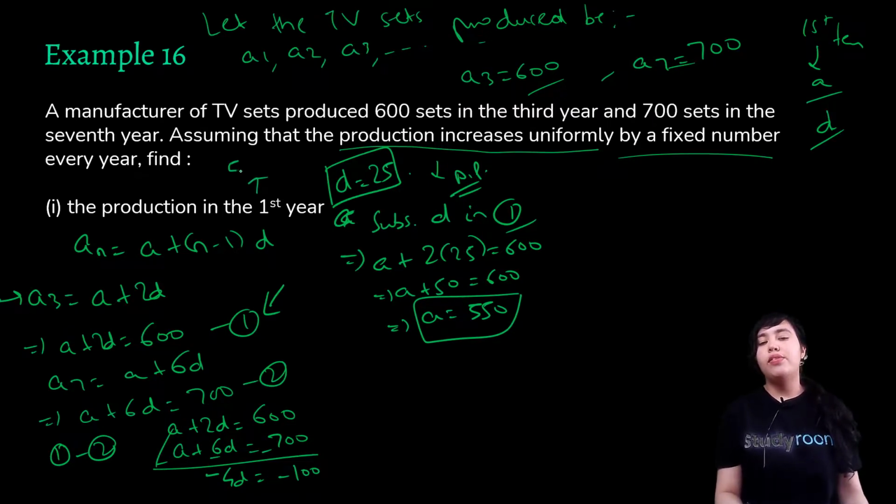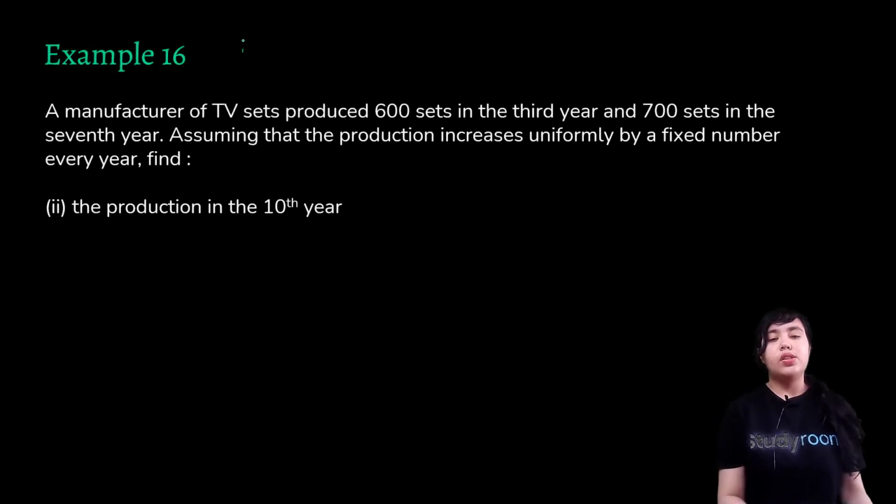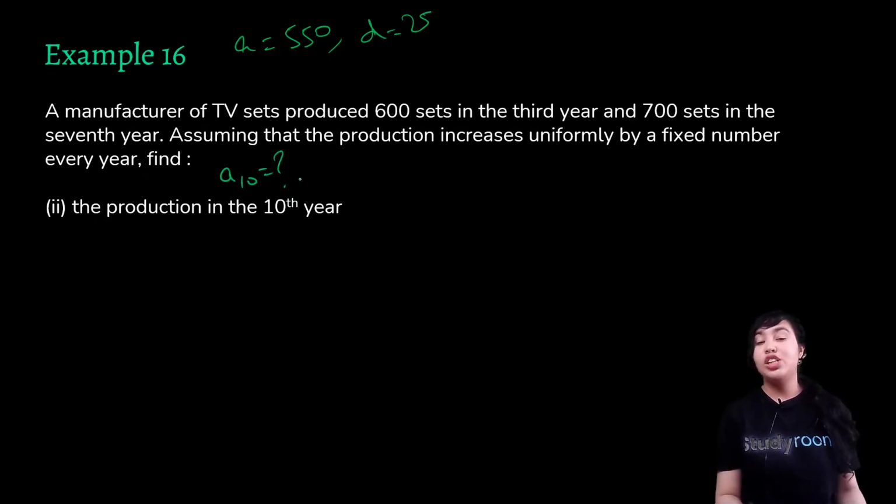So your answer would be 550 TV sets. But remember what we got as a and d, because we'll be requiring this knowledge in the other parts. So remember, A was 550 and D was 25. They're asking for the production in the 10th year, which means A10 is required.